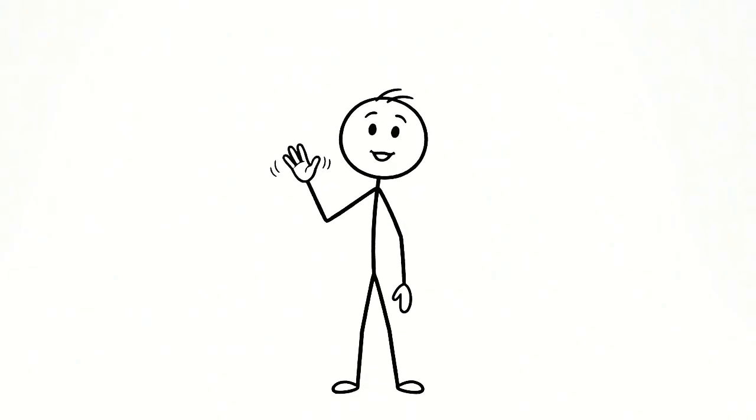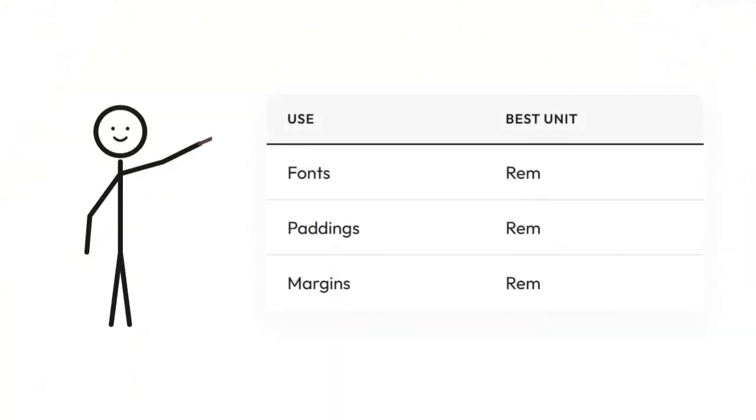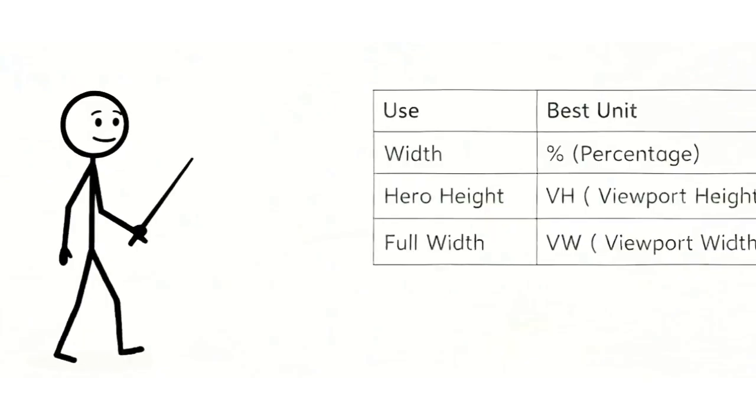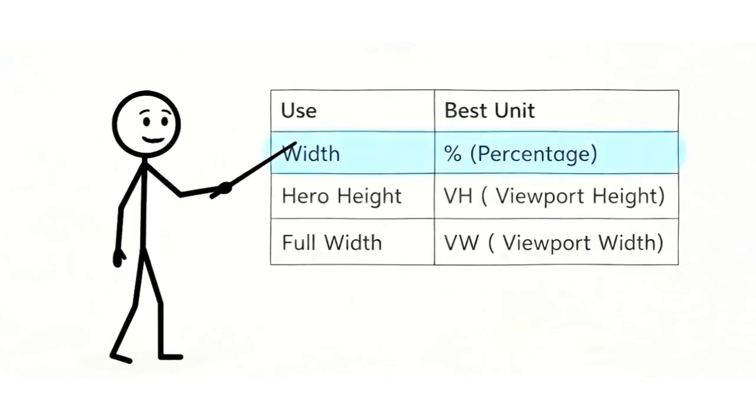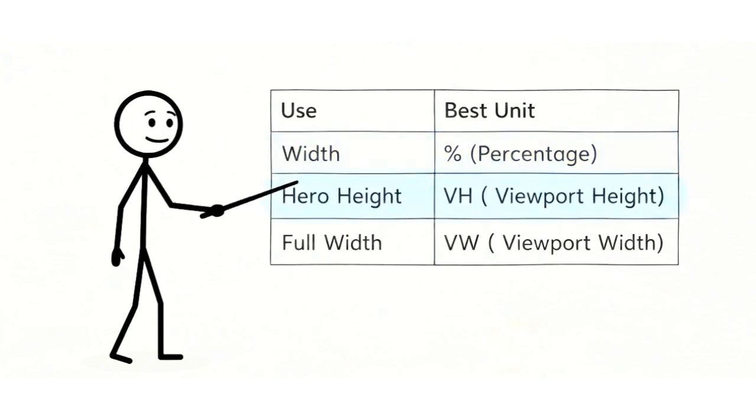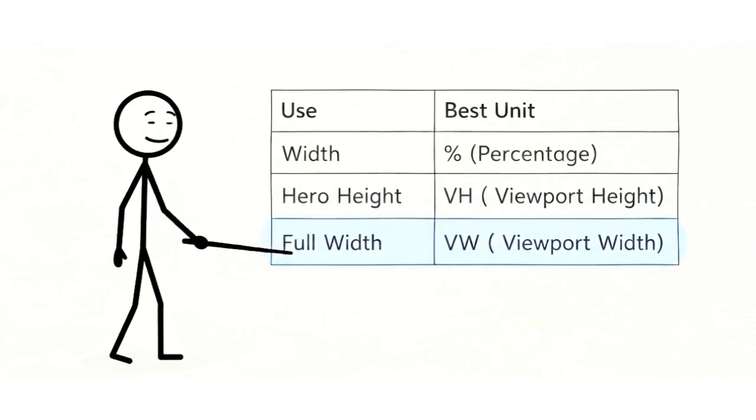Now I will show you the major, most suitable CSS units for every single design element on your website. For fonts, padding, and margins, your best choice is almost always rem. This keeps your layout fully accessible and scales beautifully when users change their browser text size. When it comes to general width, use percentages. For a hero height, use VH, or viewport height, so it fills the user's screen vertically. And if you need something to span the entire screen horizontally, use VW for full width.